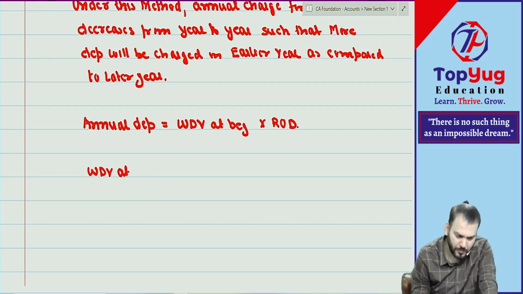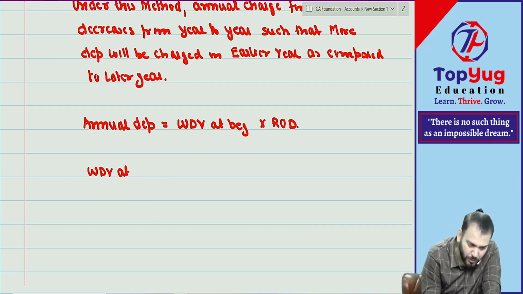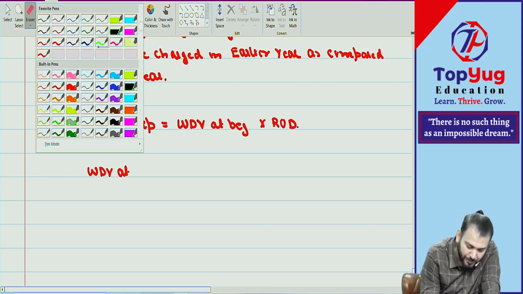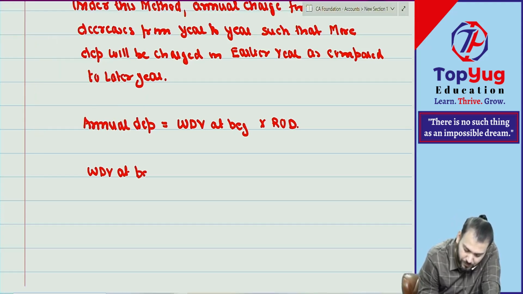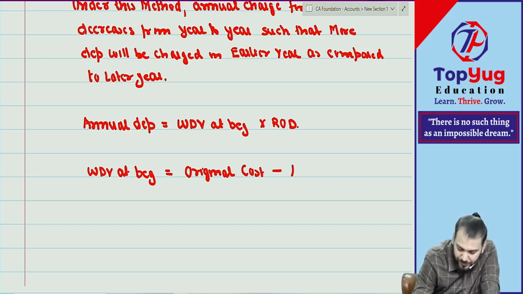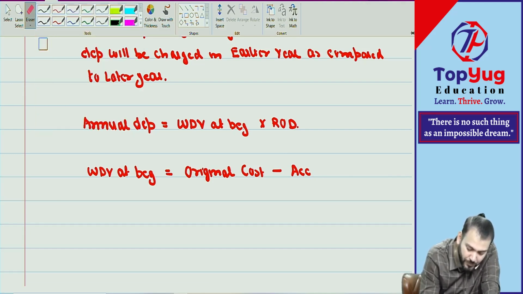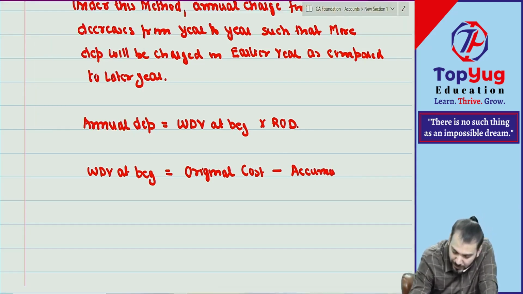Correct. WDV at the beginning of the year will be equal to original cost less accumulated depreciation. Original cost less accumulated depreciation.